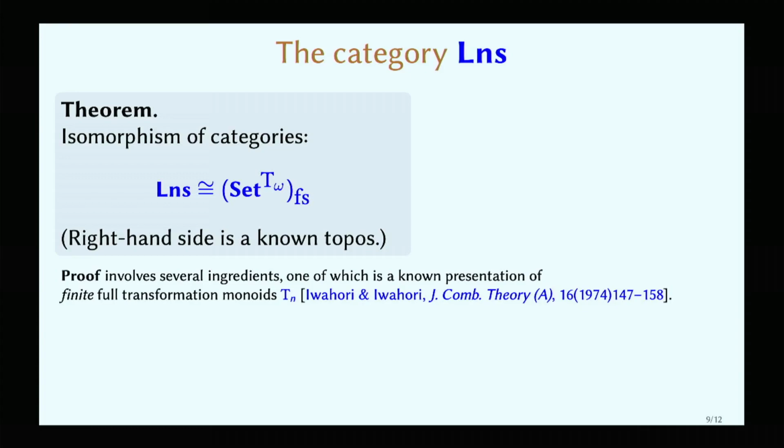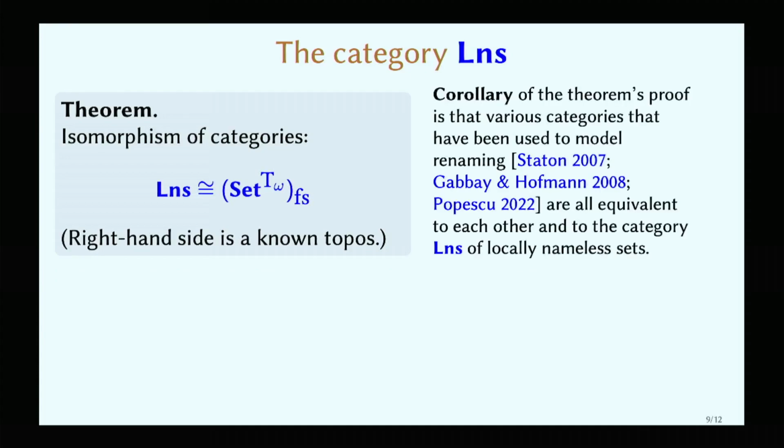So there's a known presentation of finite full transformation semigroups. If you take the monoid of all possible functions, not on omega, but on a finite set n, then there are existing presentations of that monoid going back to 1974. And you can relate that to the axioms for locally nameless sets and use that to prove this theorem. But I won't say anything more about how you prove the theorem.